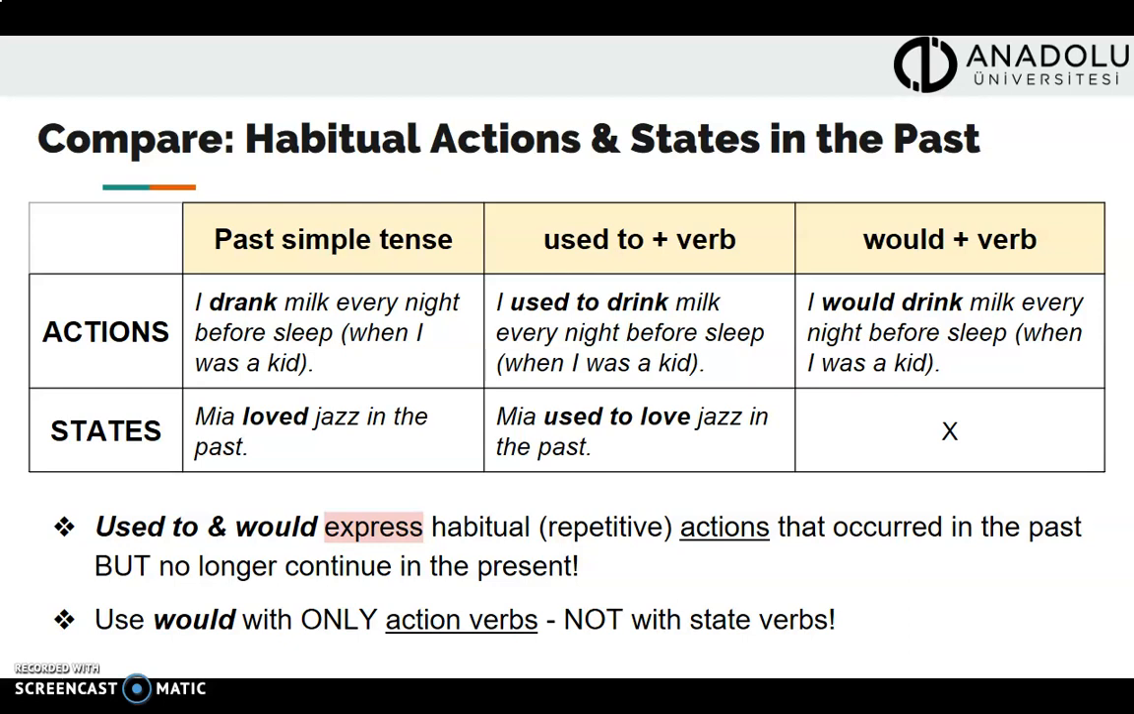Used to and would express habitual, that means repetitive actions that occurred in the past but are no longer valid in the present. Again, please, would is only used with action verbs, not stative verbs. Please keep that in mind. So look a bit at this information before I move on.